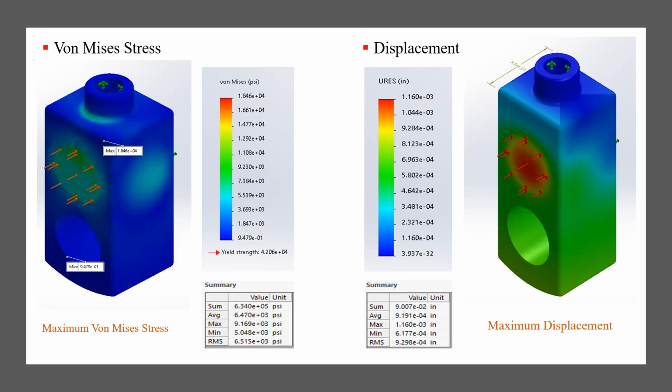And the minimum is equal to 0.0006 inches, that has three zeros before 6. And the average is equal to 9.9191 times 10 to the negative 4 inches, which is equal to 0.0009 inches. The blue color shows the minimum displacement, and the green color shows the maximum displacement. And the green color here is a fixture point.